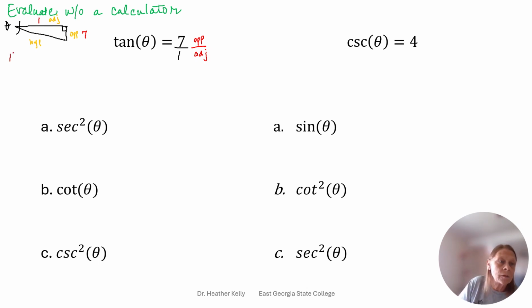We have 1 squared plus 7 squared equals h squared. So 49 plus 1 is 50. So h squared is equal to 50. H is equal to the square root of 50, which is 5 square roots of 2.